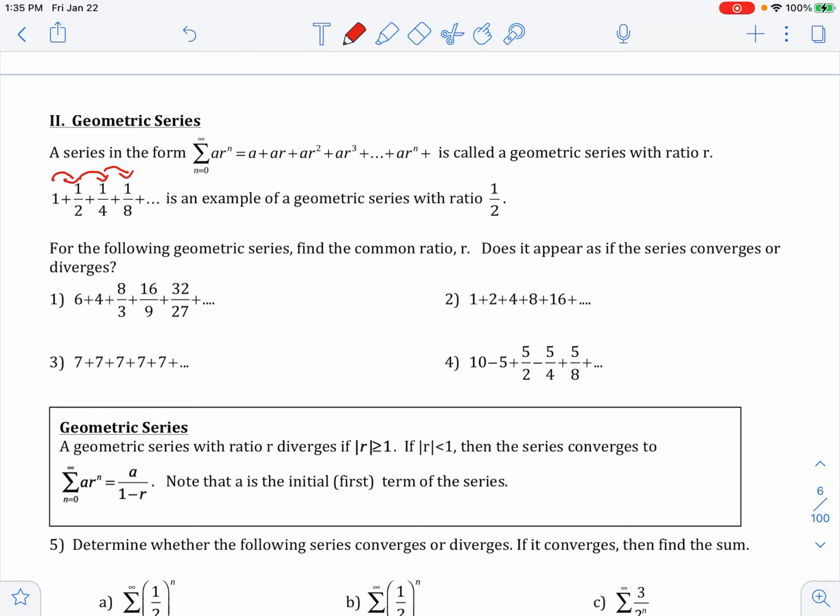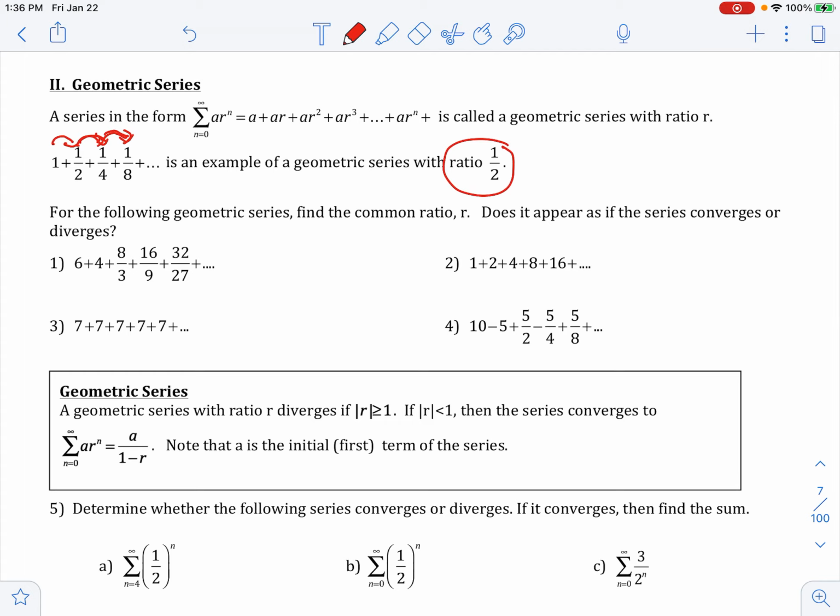So notice here, in order to get from 1 to 1/2, you're multiplying by 1/2. Same thing to get from 1/2 to 1/4. And same thing from here to here. So that number that you're multiplying by every single time is called your common ratio. And in this problem, it is exactly 1/2.